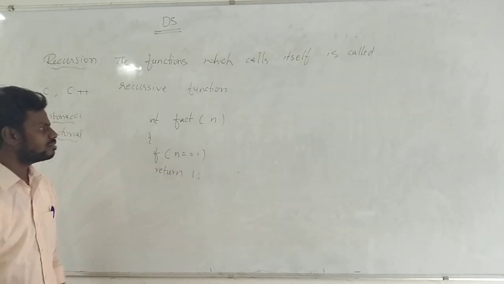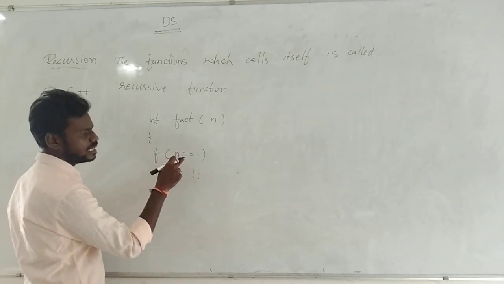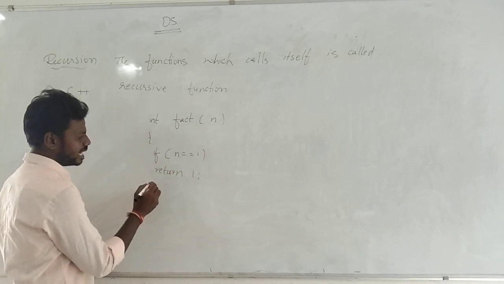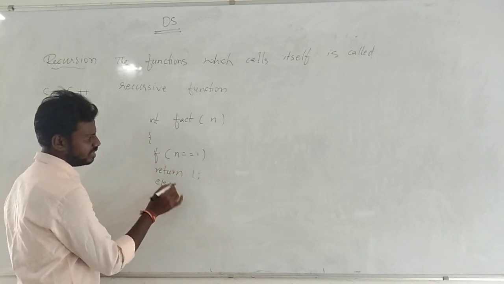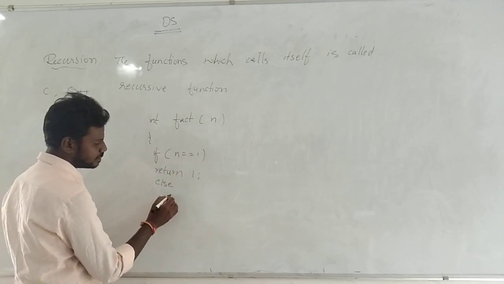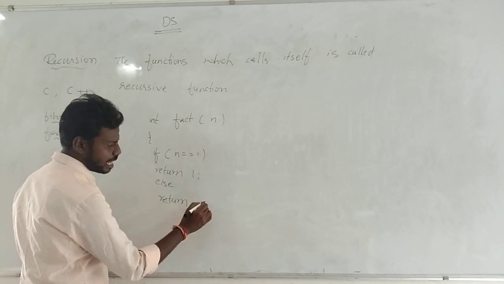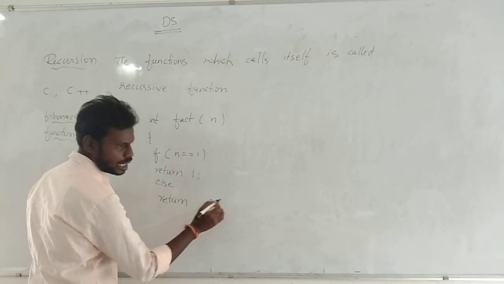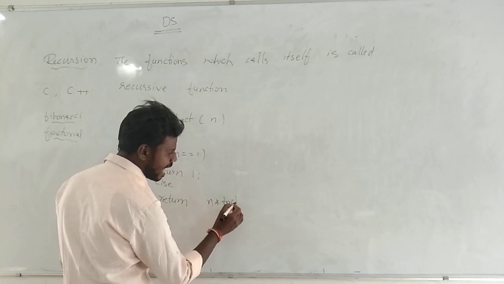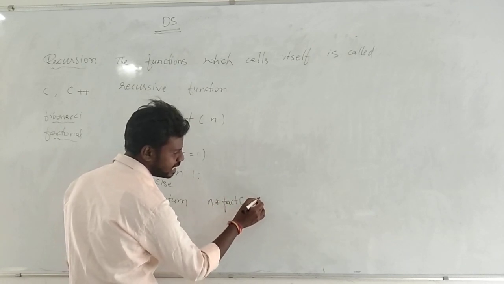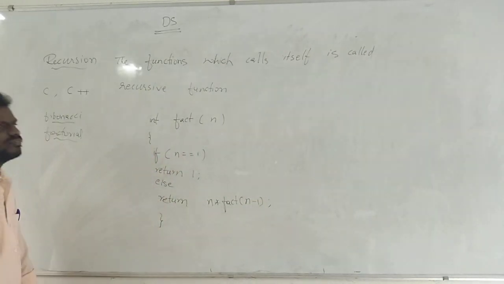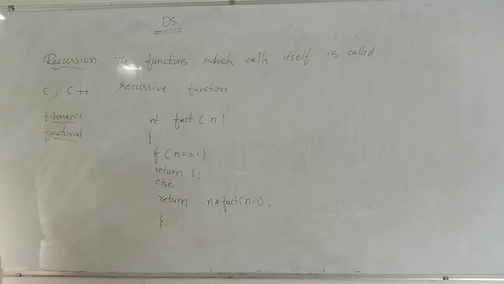Factorial of 1 is 1. That is the reason I am giving a condition: if the given number is 1, then return 1 for the factorial. Else, if it is not 1, then go to the else part and do this: return n into, again calling the same function, fact of n minus 1. This is my factorial function. See how I have written the code.